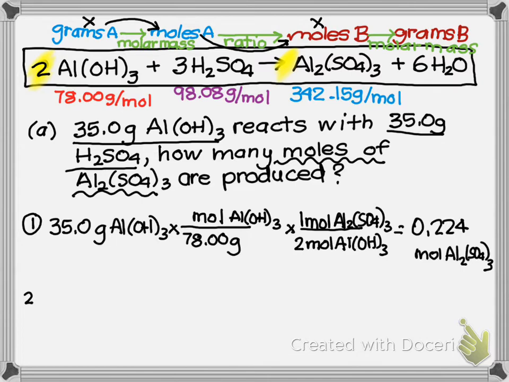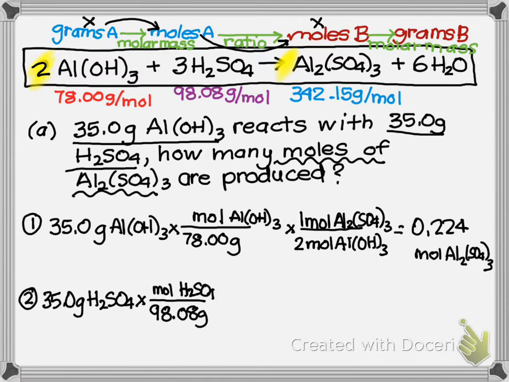So now I'm going to do the same thing, but this time I'm going to start with the second reactant. They gave me 35 grams of sulfuric acid, and I'm going to convert it to moles using the molar mass of sulfuric acid, which is 98.08 grams per mole. This is the H2SO4. And then I'm going to multiply by the ratio.